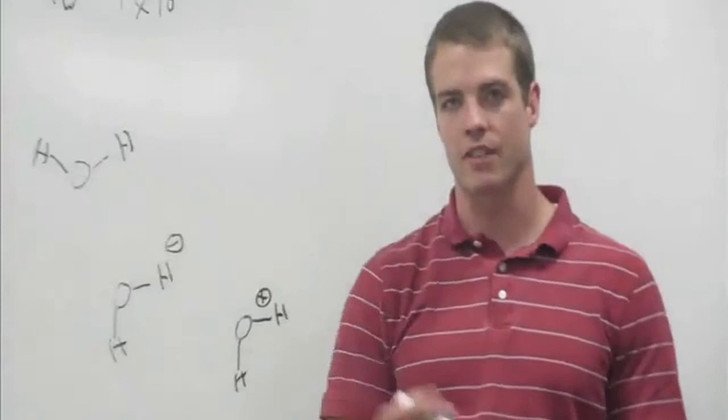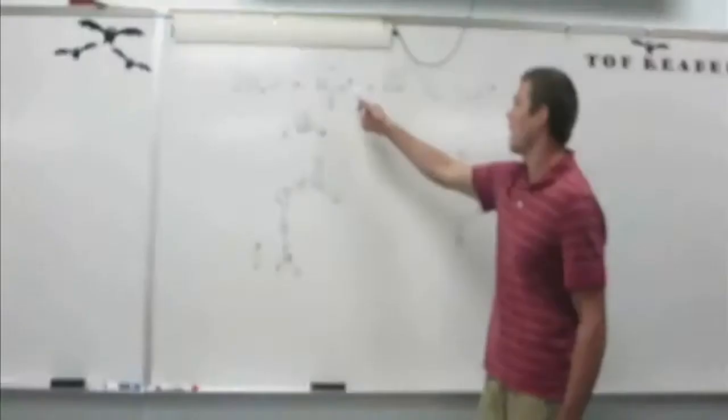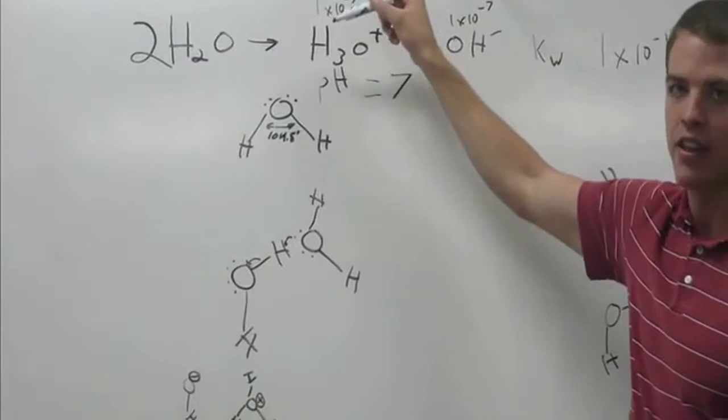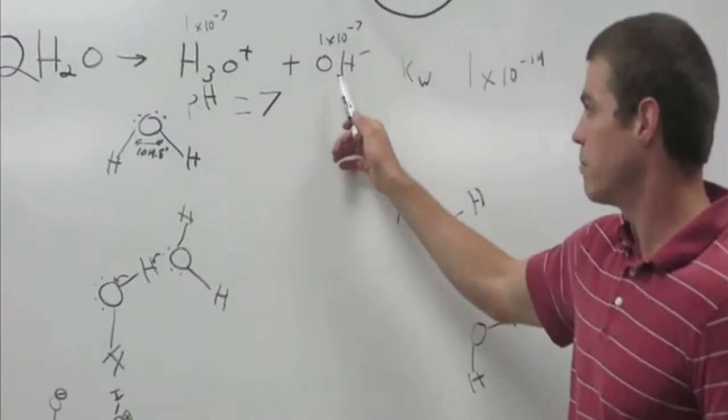And that is why neutral water has a pH of 7. Okay. Now, what would happen if we increased a whole bunch of this? Then you would have more acid, right? Therefore, the pH would be a lot lower. And this, by default, you would have a lot less of the hydroxide ion.